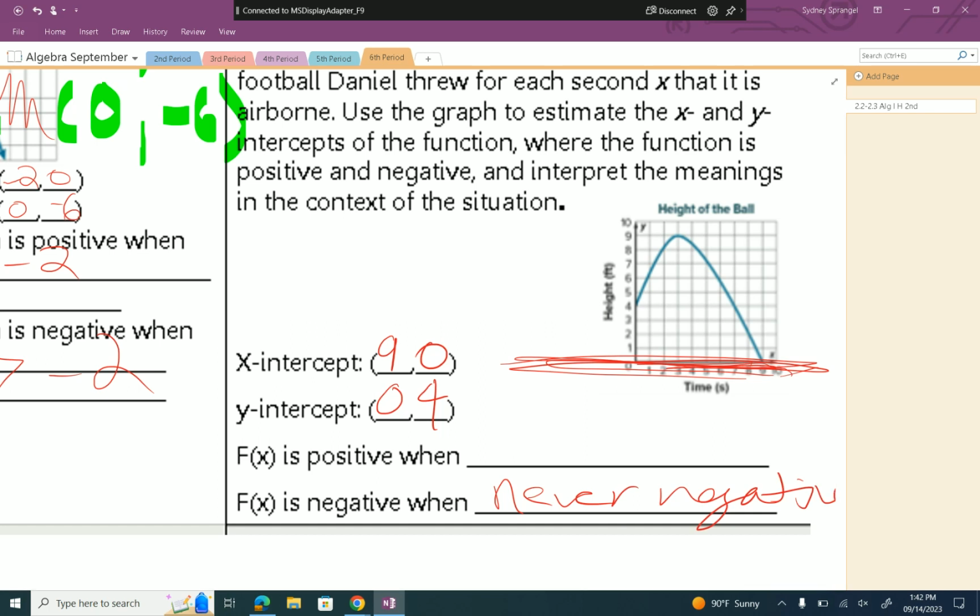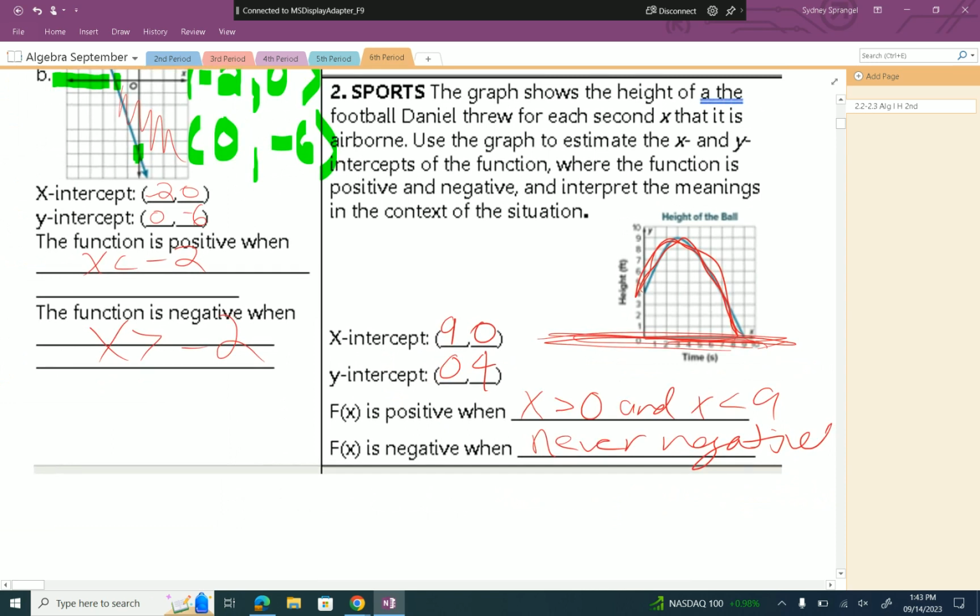When is it positive, though? When do I see it above? Between what two x values? What do you think, Talia? What do you think, Anthony? I want to know when it's positive. So between what two values do I have this graph for x? Where do I start? 0. I start at 0. Where do I end? 9. So between 0 and 9. So f of x is positive when x is greater than 0 and x is less than 9. That's when I have it positive.